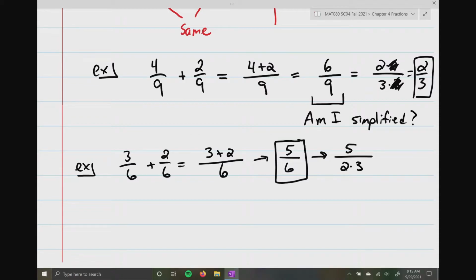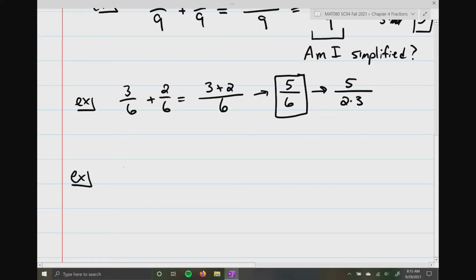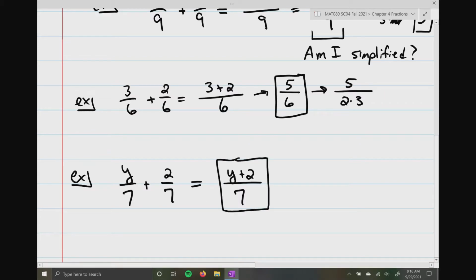All right? Now, sometimes you may run into this situation. y over 7 plus 2 over 7. So, once again, first thing you check, denominator. So I'm going to look at my denominators. They are the same. So I rewrite it, and I write one big numerator, y plus 2. Now, here's the question. Can you combine y plus 2 together? Yes or no? No. So you're done. There's your answer.